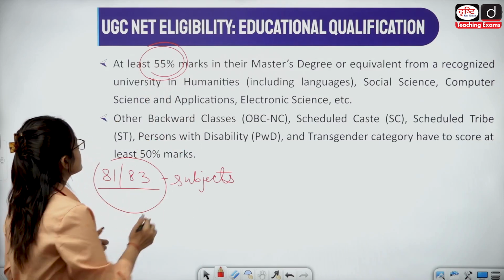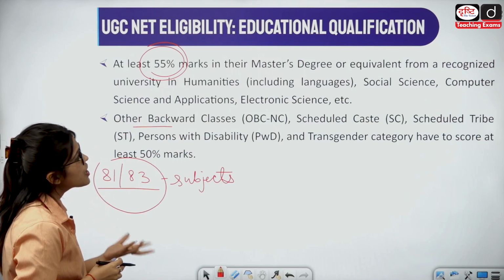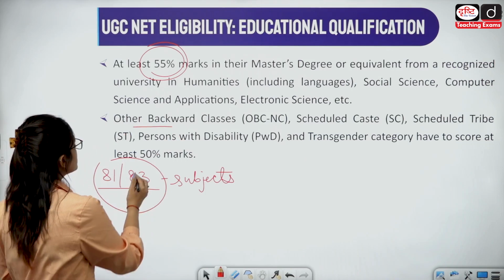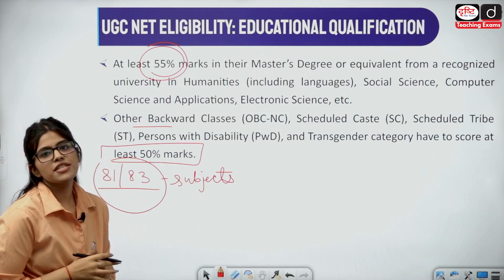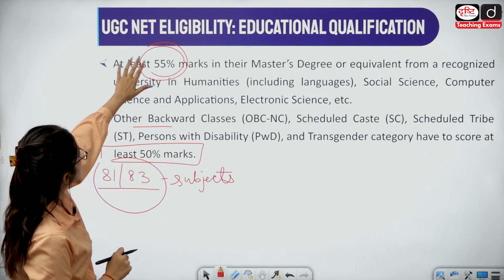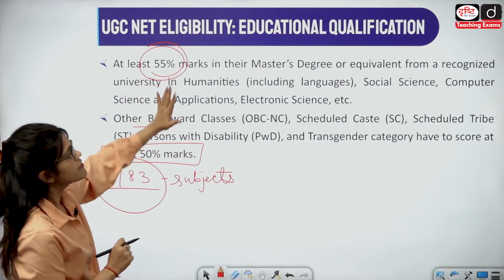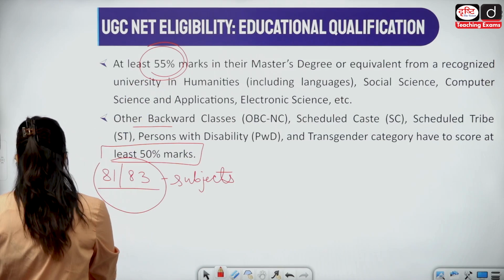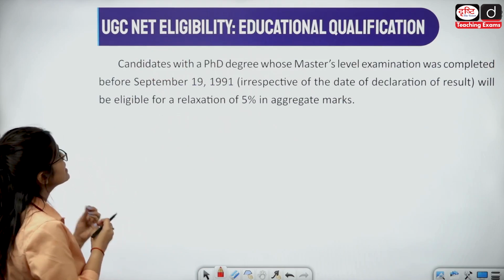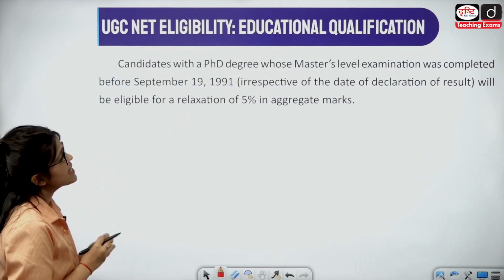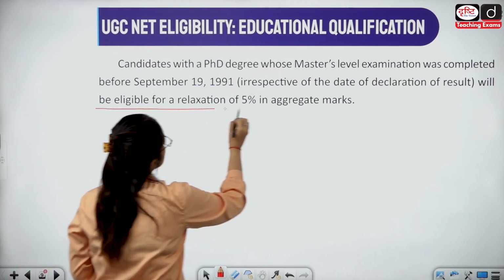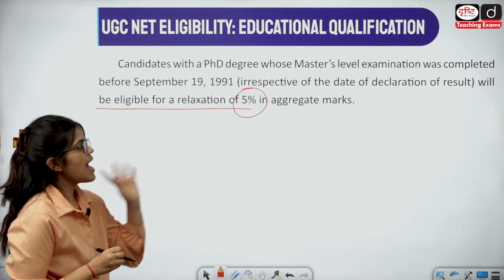When it comes to the reserved category, like the other backward classes, scheduled caste, scheduled tribe, persons with disability, transgender category, etc., they need to score 50% marks. So 50% marks for the reserved category, and 55% for the unreserved. Now there are some exceptions. Candidates with a PhD degree whose master's level exam was completed before September 19, 1991, irrespective of the date of the declaration of their result, will be eligible with a relaxation of 5% in the aggregate marks.